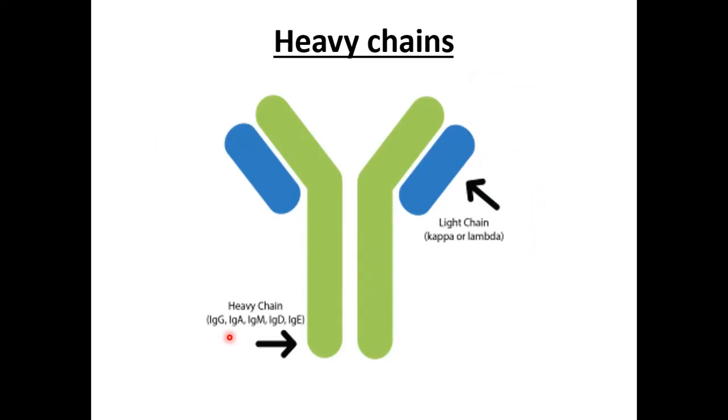Now, the heavy chains. H chains are the subunits of this antibody molecule. Each H chain contains about 440 amino acids.